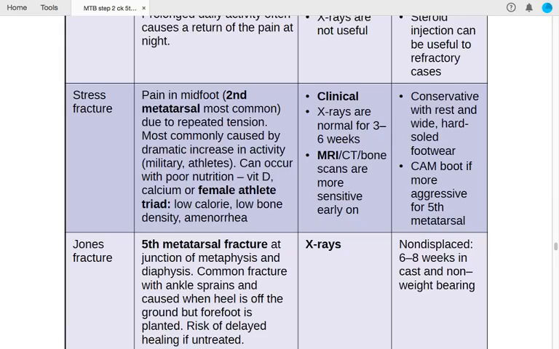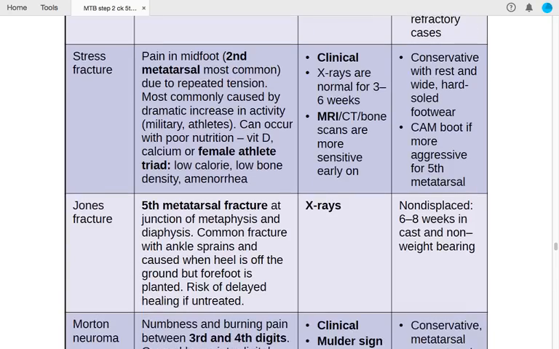So how are we going to diagnose these patients? On the basis of clinical examination. X-rays are normal for 3 to 6 weeks, while MRI, CT, and bone scans are more sensitive, but we will never go for MRI and CT scan as initial testing. Conservative treatment you are going to offer with rest in wide, hard-sole footwear, or a cam boot if more aggressive for the fifth metatarsal. A cam boot is a specialized boot for protection of this little toe.